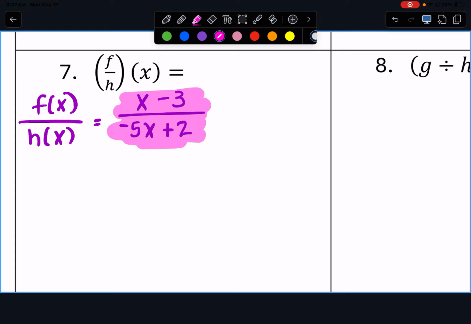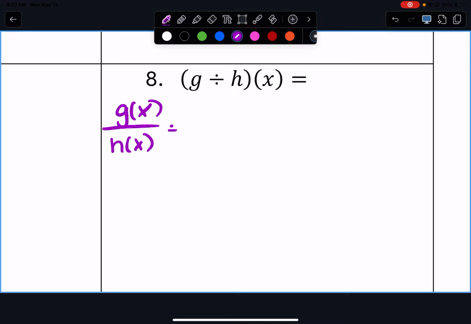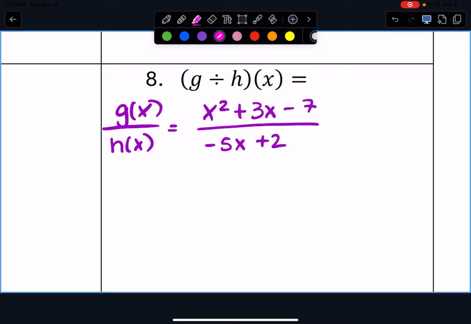Okay, for number 8, we have g divided by h. That just means we're doing g of x divided by h of x. What is g? x squared plus 3x plus 7, divided by x plus 2. And we're done. For what we're doing, we're not going to simplify any further than that.